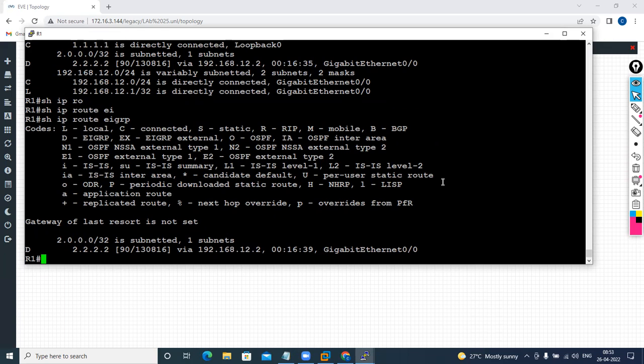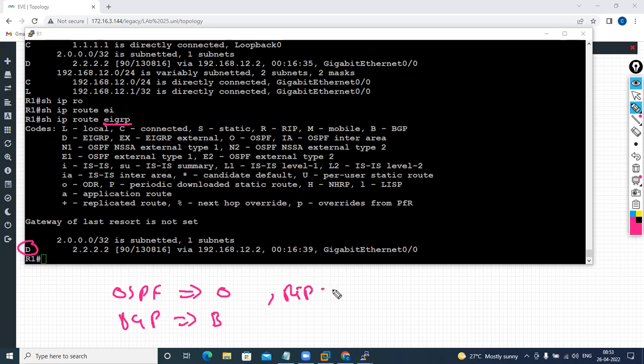So why D here? I'm talking about EIGRP, I'm seeing the EIGRP routing table. Why is it showing it as D? If you talk about OSPF, it will show you as O. If you talk about BGP, it will show you as B. If you talk about RIP, it will show you as R. But why not E here? Why is it showing it as D? It's EIGRP, right? What is the abbreviation for EIGRP? It's Enhanced Interior Gateway Routing Protocol. What is the first letter, E? Why not E? Why D? Interview question.